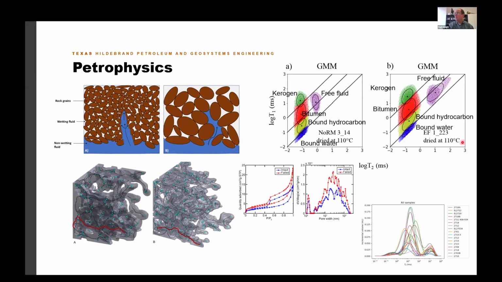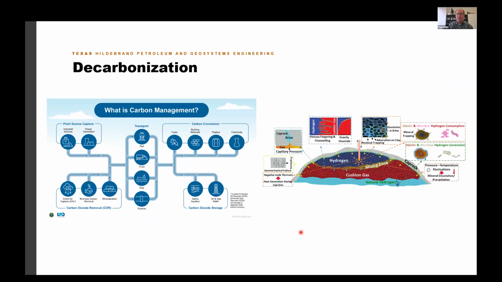But we also do things like work with nuclear magnetic resonance. This is some fluid typing work. This is a method that we developed using a Gaussian clustering algorithm to take this two-dimensional NMR data and break it into different fluid populations. We also do work looking at micropores and shales. And this was a nuclear waste storage project that I worked on for a little bit.